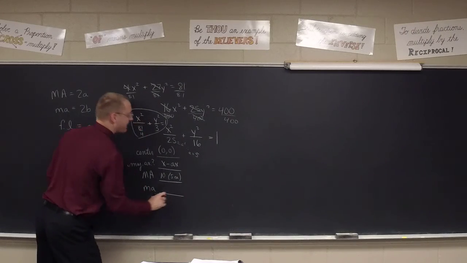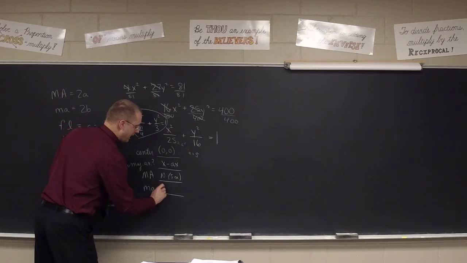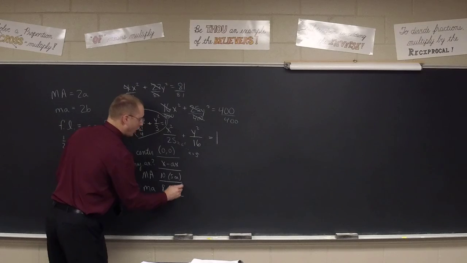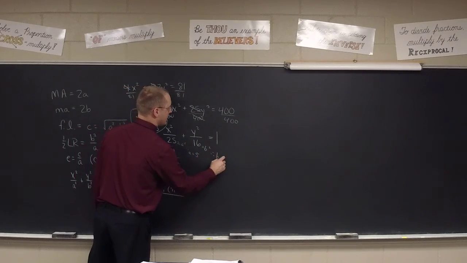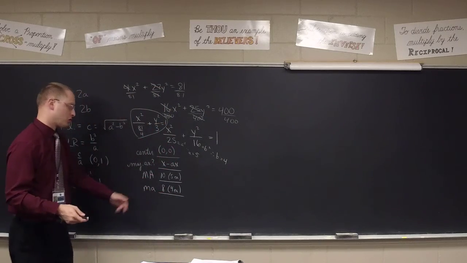How about the minor axis? How long is the minor axis, class? 8, or you could say 4 on each side. Again, this is the b squared, therefore b is 4 each for a total length of 8.